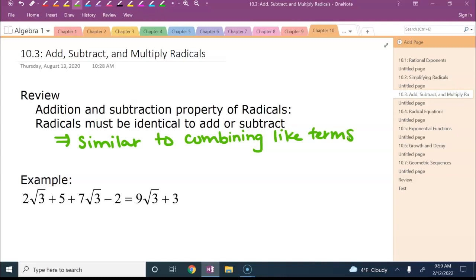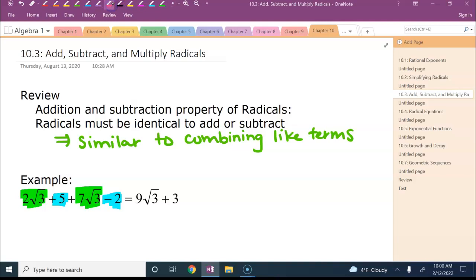So for example, I have 2 square root of 3 plus 5 plus 7 square root of 3 minus 2. When I look at these, I see some with radicals and some that are just plain numbers. Like 5 and the negative 2 are just plain numbers, so I could combine those. The 2 square root of 3 and the 7 square root of 3 are like each other because they both have that same radical 3. Think of that radical 3 as an x. It'd be the same thing as if I wanted to take 2x plus 7x.